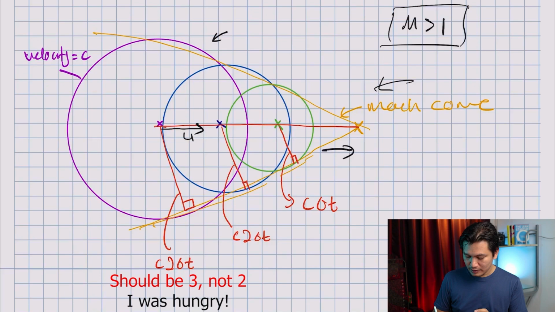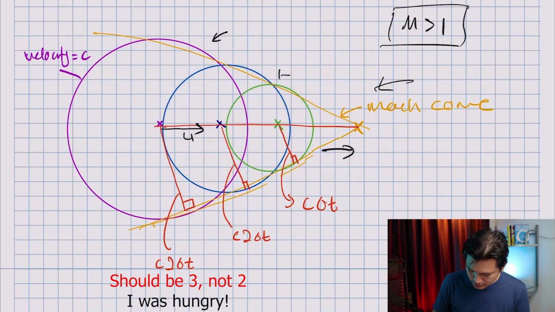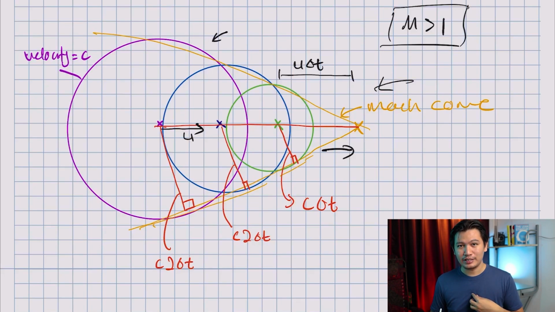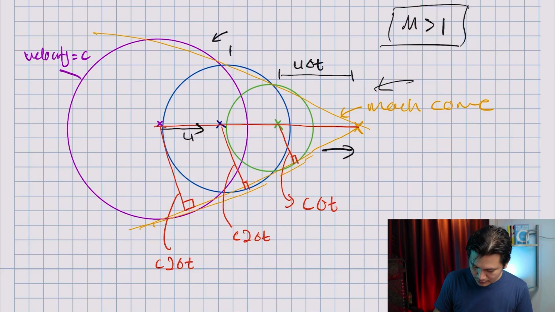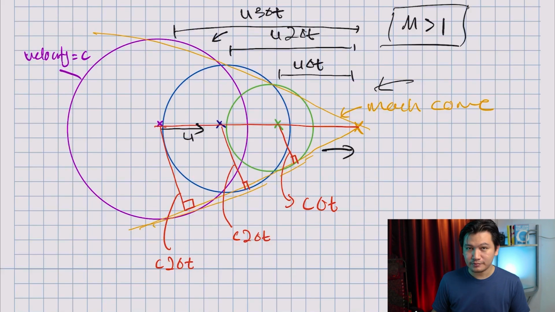And the distance from here to here, let's do it in black. This distance is velocity u times delta t, isn't it? Because I'm moving at the speed of u, times the delta t, the time for me to get there. If I multiply that, I'll get my distance. If you multiply the delta t with the speed of sound, you get the wave distance. And here you have u times 2 delta t, and here you have u times 3 delta t.